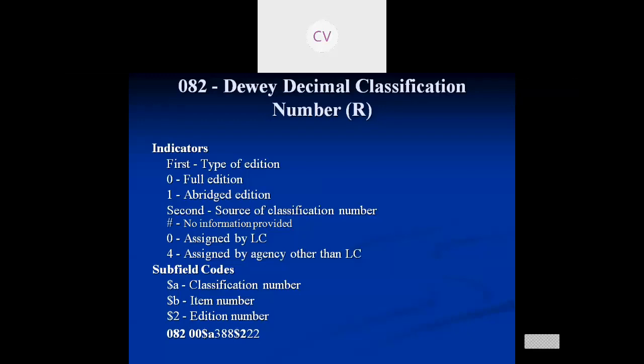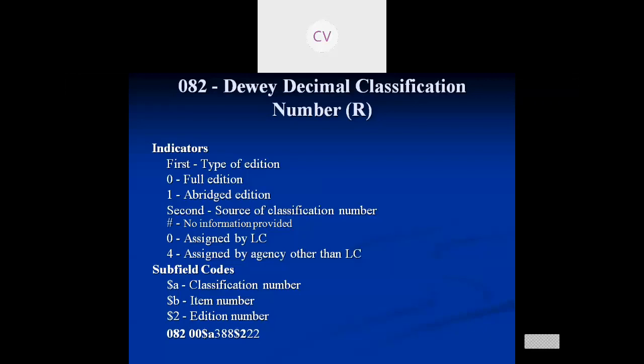Whereas 020, if the item doesn't have any ISBN number, then it cannot be a mandatory field. It is an applicable mandatory field. If it is there, it becomes mandatory. If it is not there, you need not use it. That is the idea of applicable mandatory.